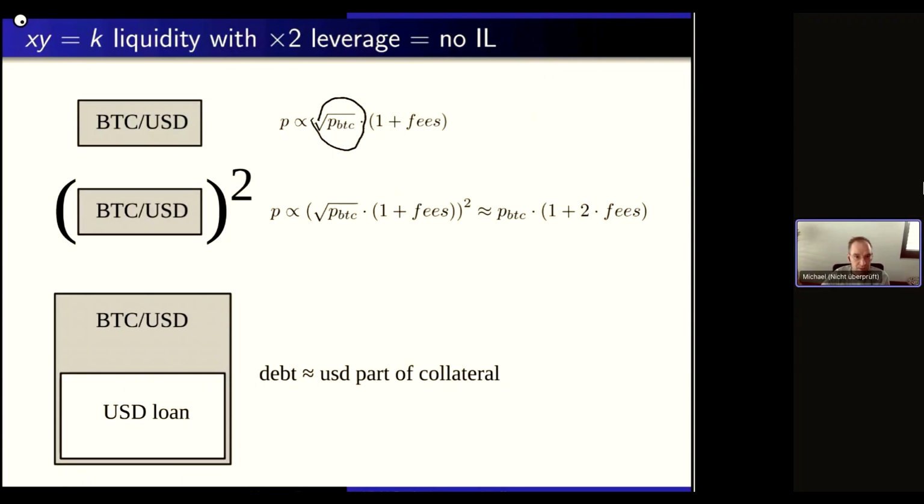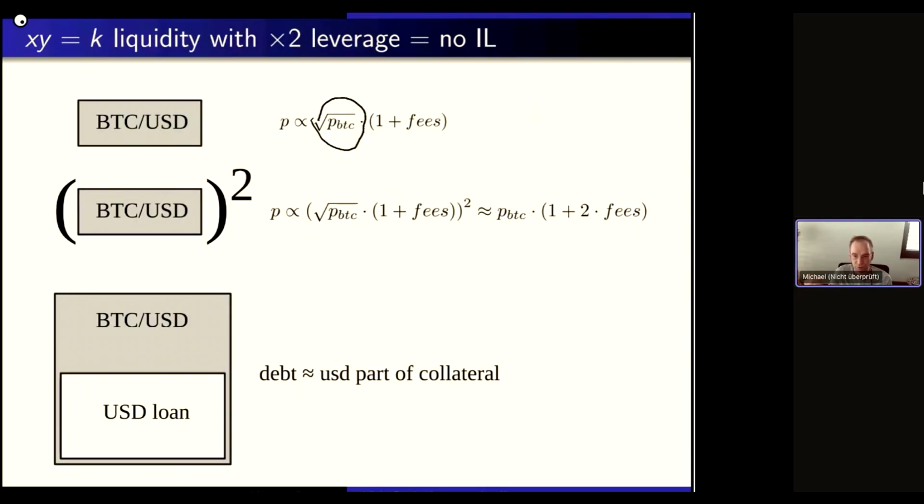And this is what is causing us troubles. So we want to really get rid of this square root somehow. How do we do it? Apparently, it is possible to construct a position which actually squares this square root, so it disappears. So what would this position be? Apparently, it is compounding leverage. Well, it's a little bit different from normal leverage.